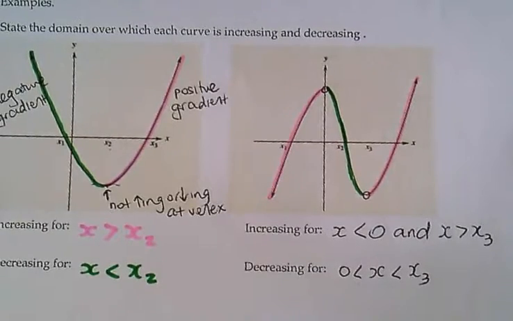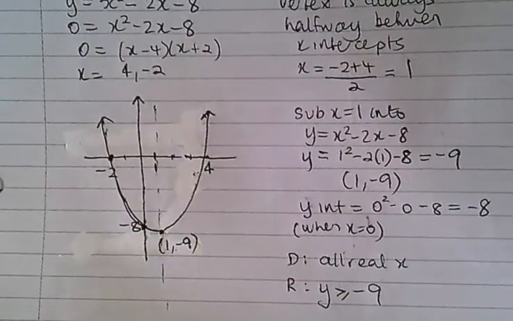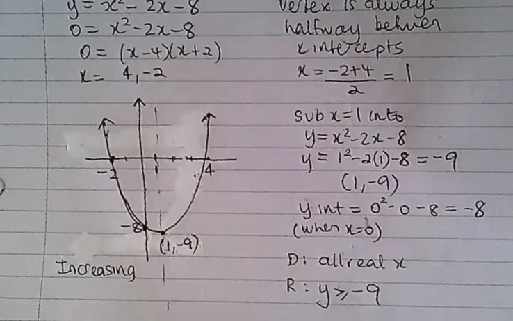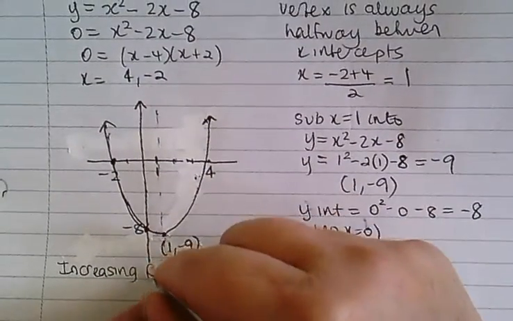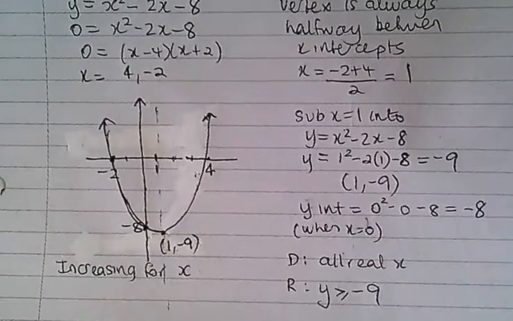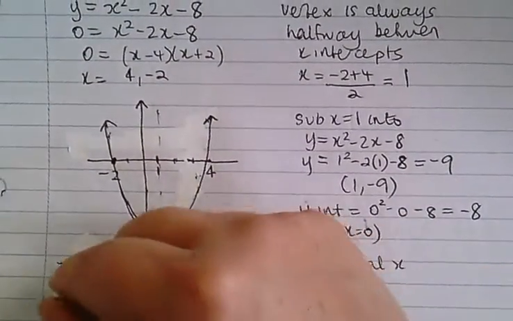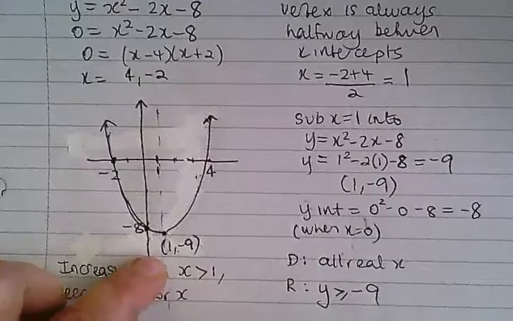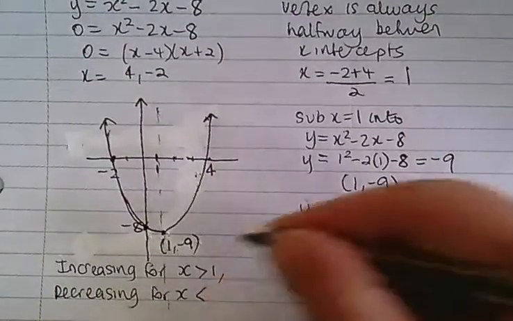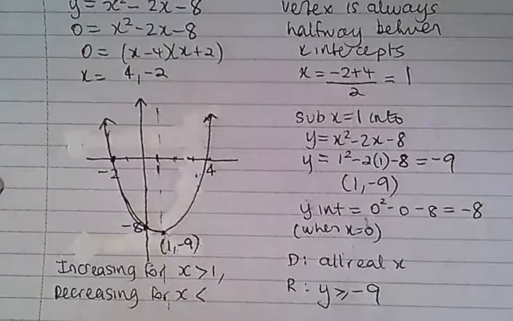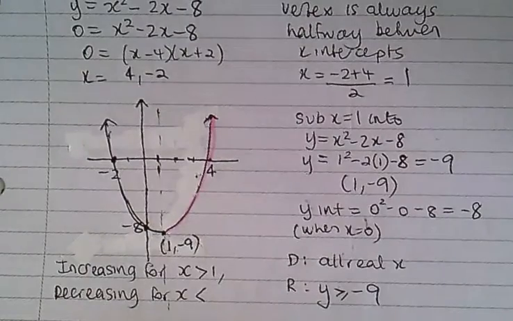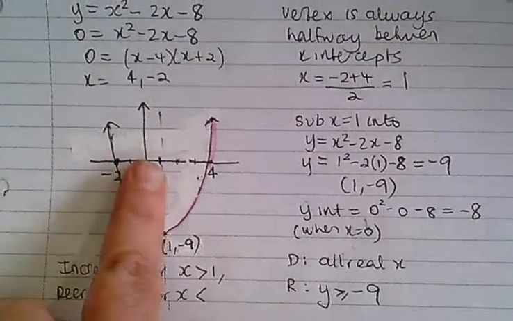So now let's just go back and look at some of our parabolas that we drew. So looking at this parabola, it is increasing over which domain? So it'll say this curve is increasing for values of x, what? Greater than 1. And it is decreasing for values of x, what? Less than. All right, increasing here. Positive gradient there. Decreasing for the rest of it. Values of x less than 1.